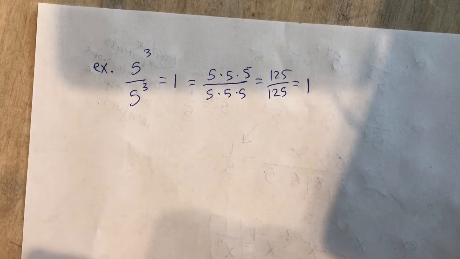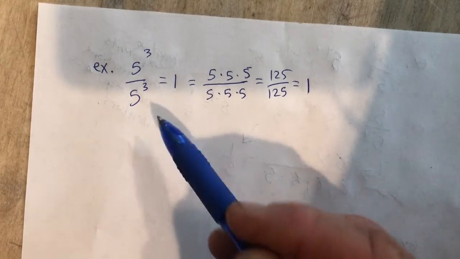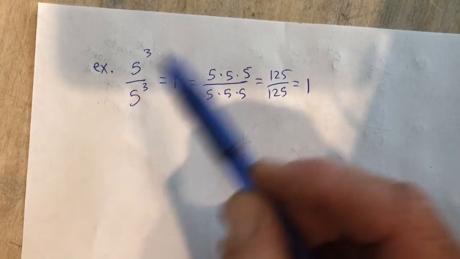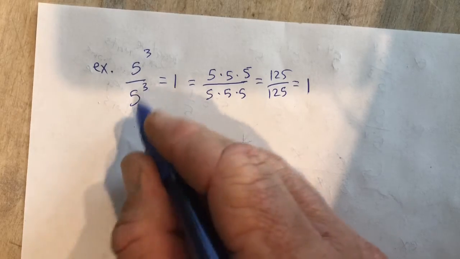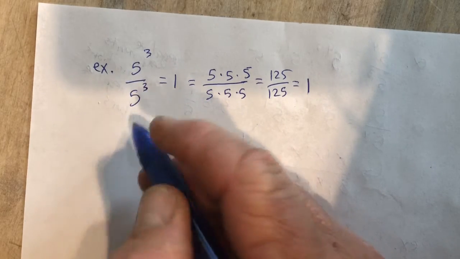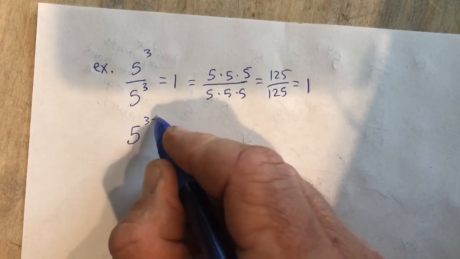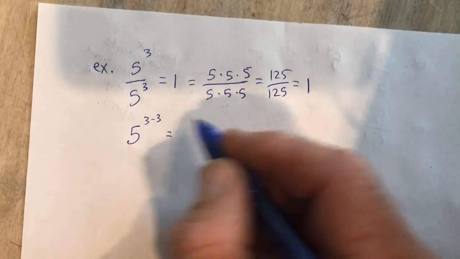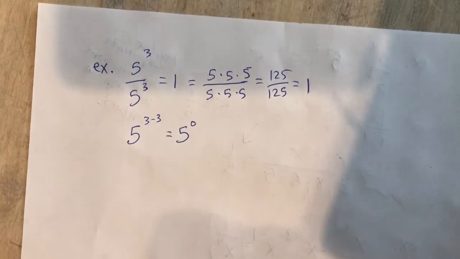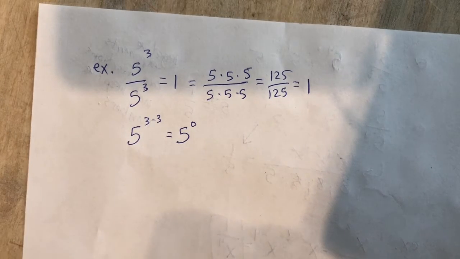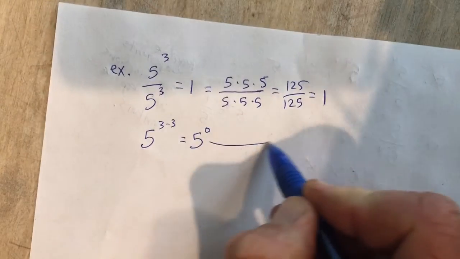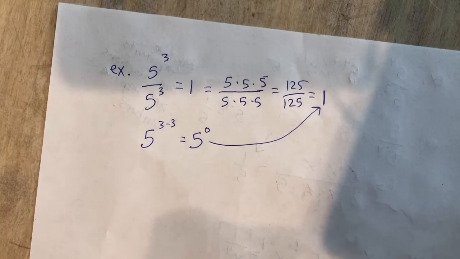But what if we apply our rule where when you're dividing exponential numbers with the same base, you could subtract their powers? So this would mean that we could do 3 minus 3. So this is 5 to the 3 minus 3, which equals 5 to the 0 power. Now, the first instinct for many people is to think that anything to the 0 power is 0, but it's not. Anything to the 0 power is actually 1. Any number to the 0 power is 1.